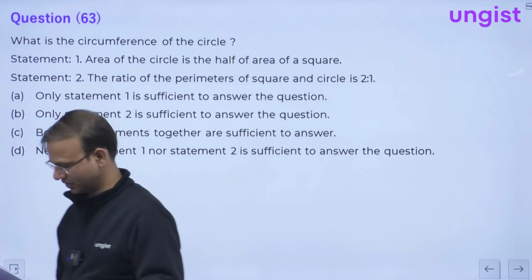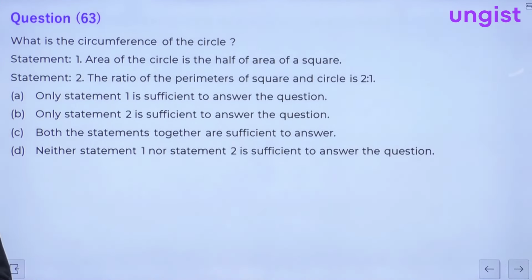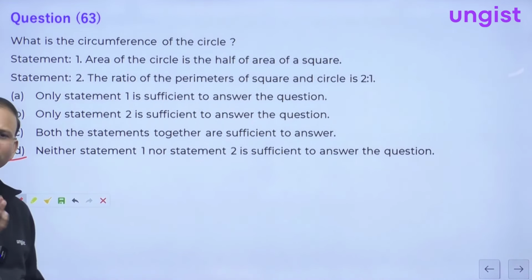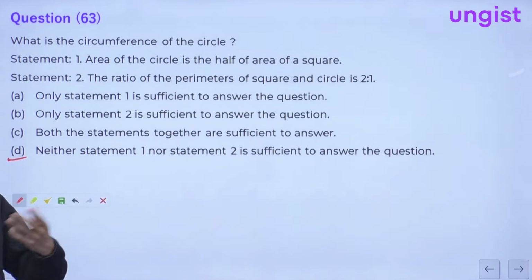So this question cannot be solved even using both the statements together, right? This question cannot be solved, guys. Because you will assume something, like you will assume R or you will assume A, something you will assume. So in terms of variable only you will get the answer. Okay, shall we move? Chaliye.